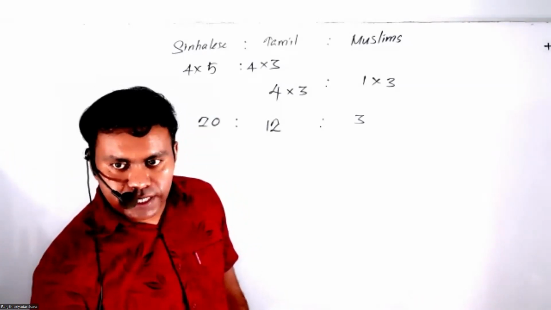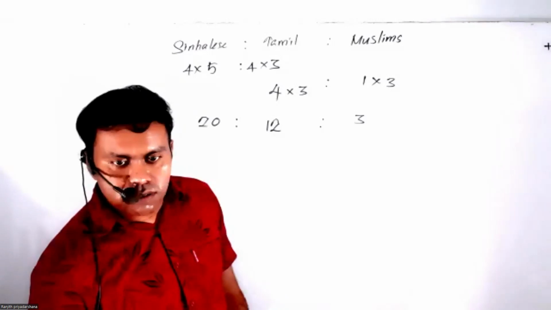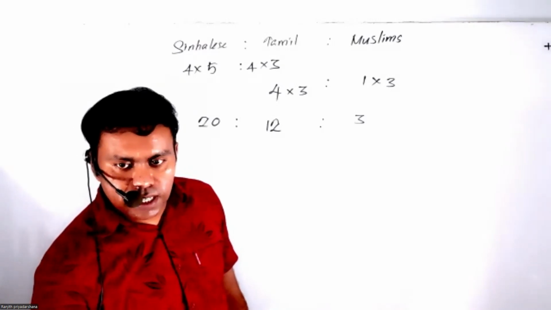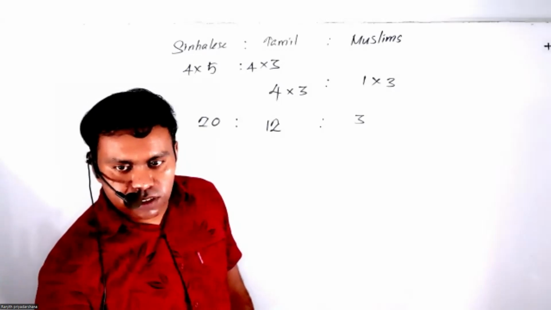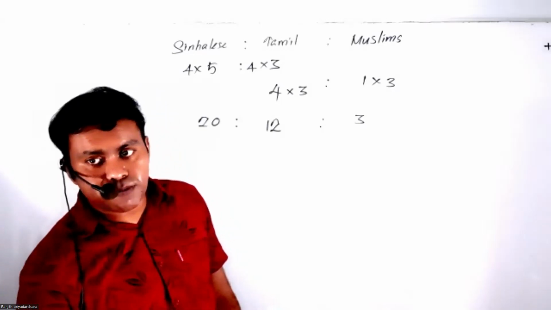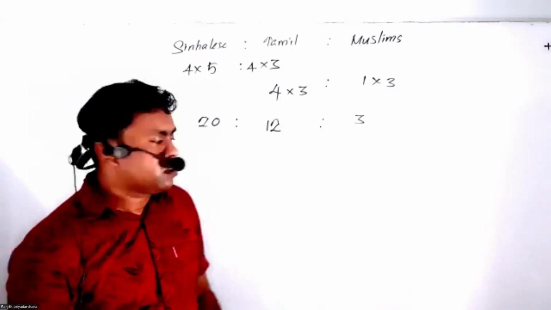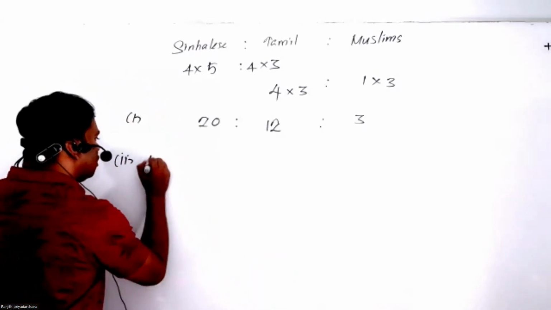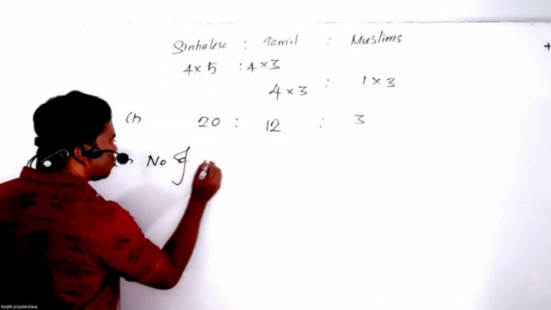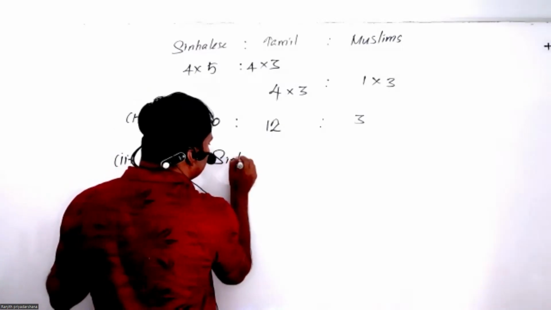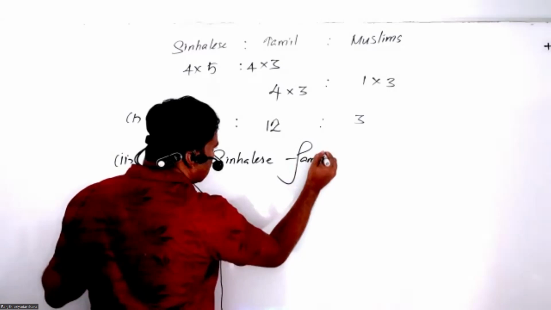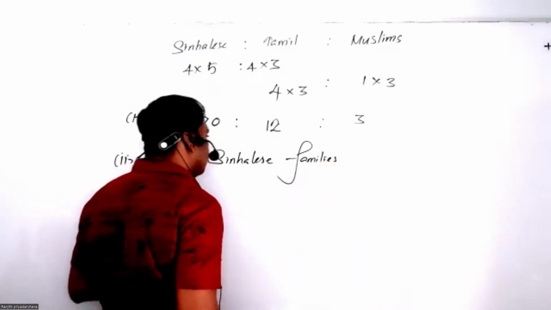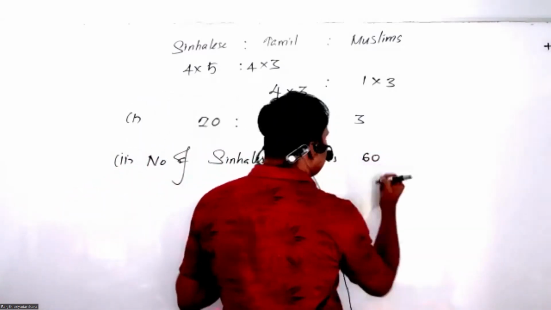You asked to get, they have given data. What's the data? They have given nice information. There are 60 Sinhalese families. Number of Sinhalese families, 60.